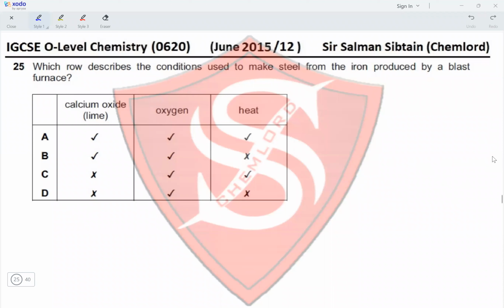Question 25. Which row describes the conditions used to make steel from the iron produced by a blast furnace? So we need calcium oxide, lime, to eliminate the acidic impurities. Yes, so this eliminates options C and D. We need oxygen. Yes, we do need oxygen. So we continue with both options A and B. And we need heat. Yes, heat is also required in the process. So this eliminates option B and makes option A the correct option for this question.